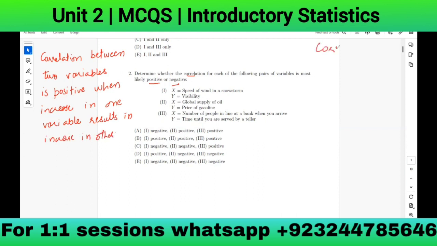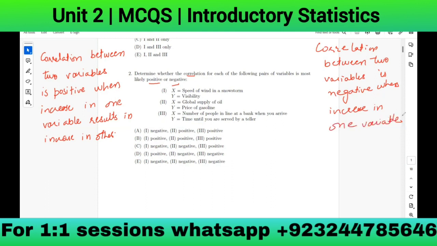Similarly, correlation between two variables is negative when an increase in one variable results in a decrease in the other variable.